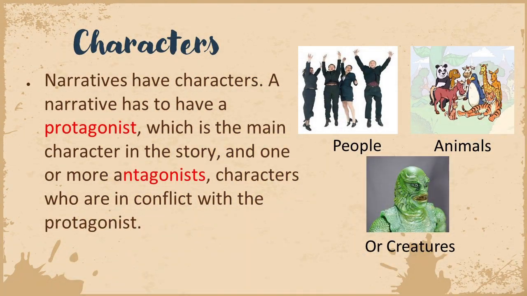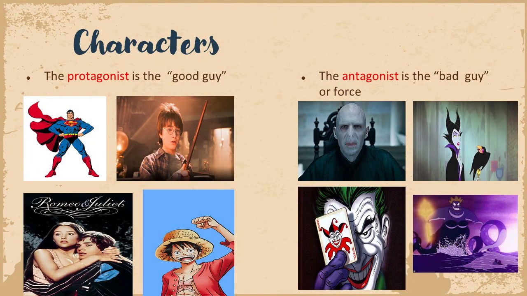Next, characters. Narratives have characters. A narrative has to have a protagonist, which is the main character in the story, and one or more antagonists, characters who are in conflict with the protagonist. Characters may involve people, animals, or even other creatures. The protagonist is the good guy in the story, while the antagonist is the bad guy, or it could also be a force.